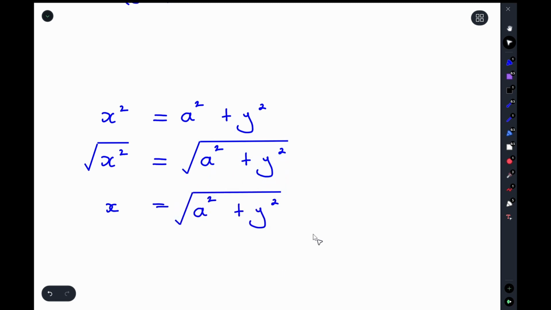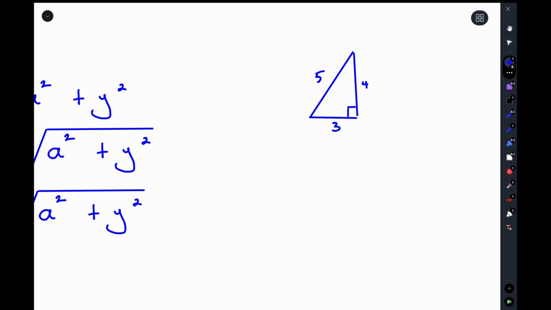Now there is a temptation by students to say that the square root of a squared plus y squared is a plus y, or the square root of a squared and the square root of y squared, which would be a and y. That is incorrect, and we will prove that a little later on.